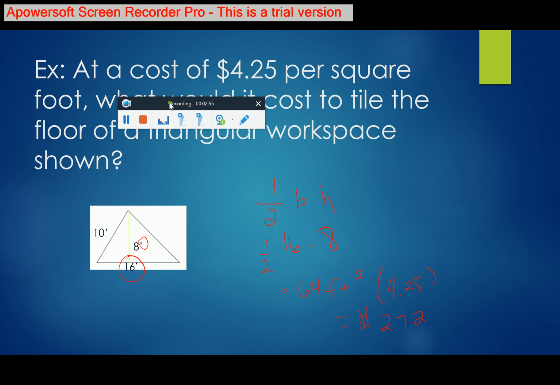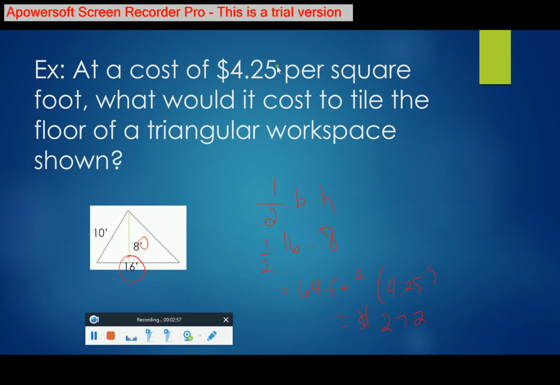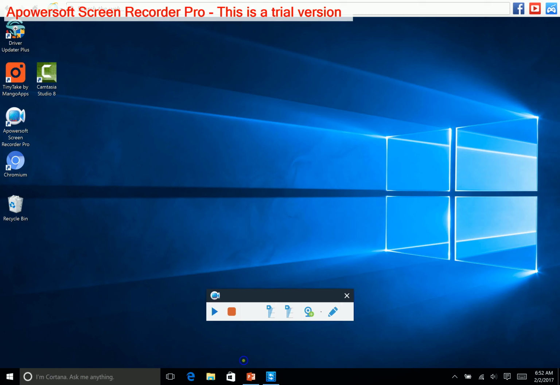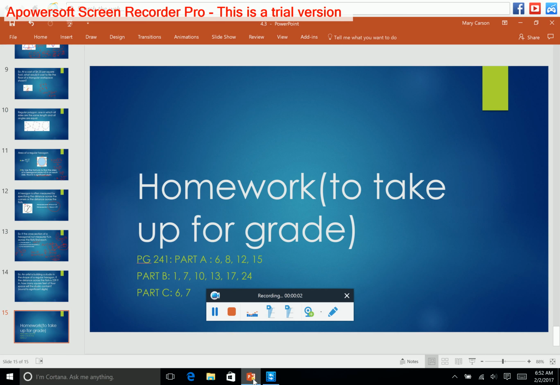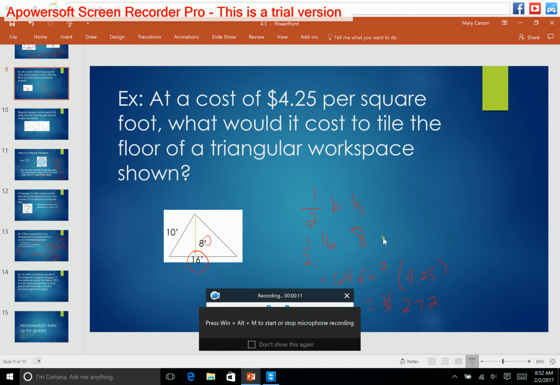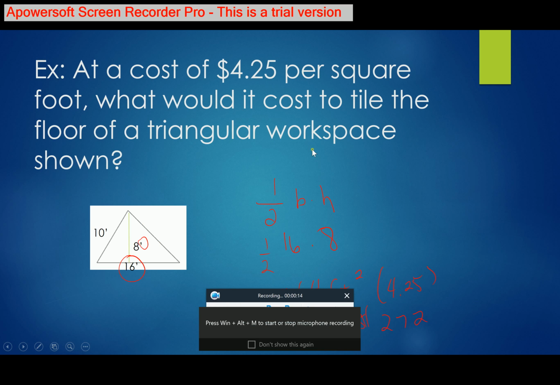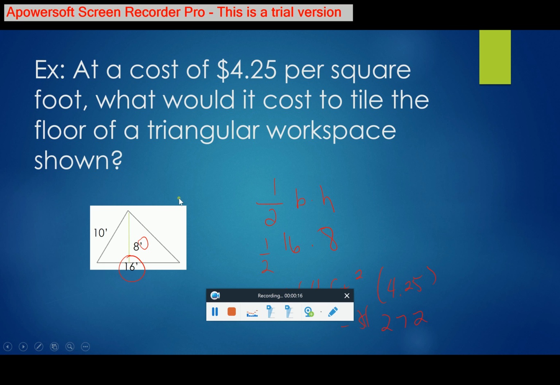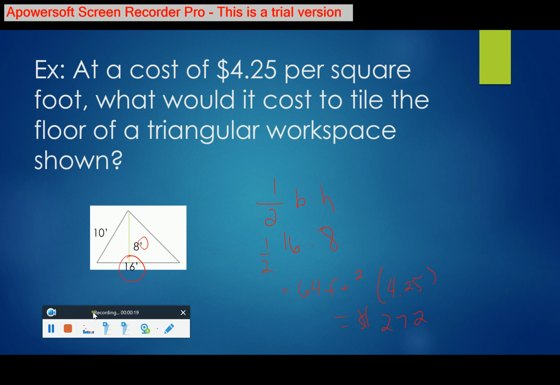Okay, and then here's a word problem. At a cost of $4.25 per square foot, what would it... Okay, just to finish this up, we were on this one. So again, if you're finding the cost of this triangular workspace at $4.25 per square foot, you have to do your area first. You get 64 feet, and then you multiply by the amount of money it costs per square foot, and you get $272.